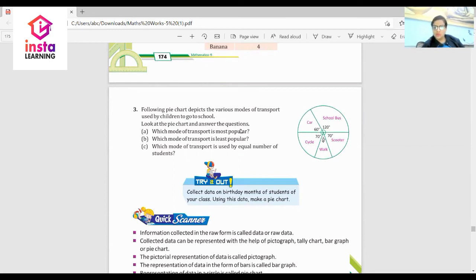So it is school bus. Just write here school bus. After that, which mode of transport is least popular? Least popular means it is not popular, like it is walk, only walk. After that, which mode of transport is used by an equal number of students? So the equal numbers are 70 and 70, they are cycle and scooter.